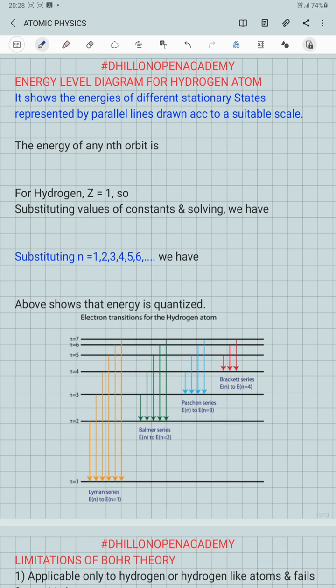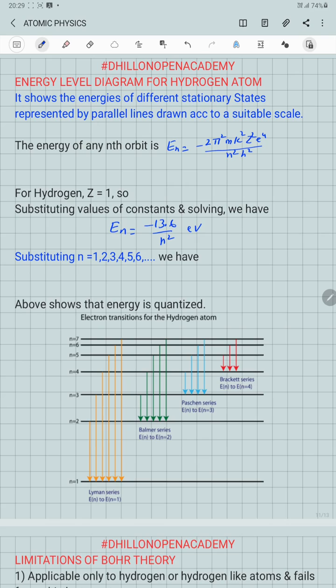We know that energy of an electron in any nth orbit is given by En is equal to minus 2 pi square m k square z square e raised to power 4 divided by n square h square. For hydrogen atom z is equal to 1. So if we substitute values of all the constant factors and convert that energy into electron volt, we will get the final expression En equal to minus 13.6 over n square electron volt.